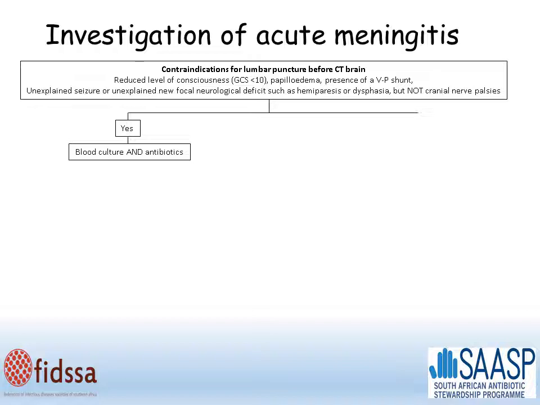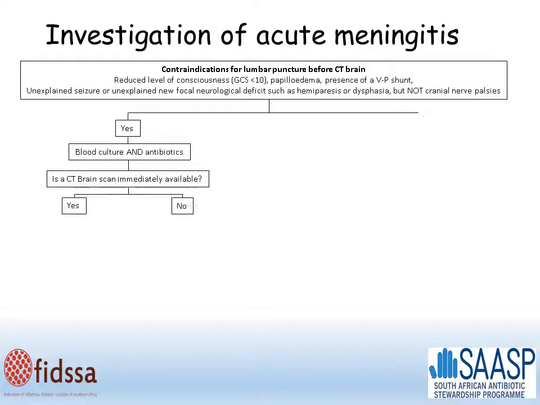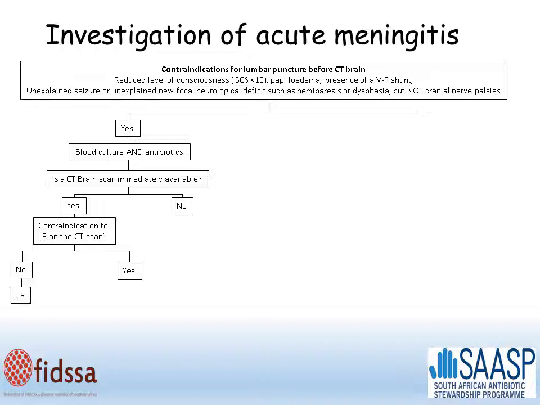So if one of these contraindications exists, then lumbar puncture should be deferred, and you should take a blood culture, and immediately after that's done, give the first dose of antibiotics. In a South African setting, there may or may not be a CT brain immediately available. If there is, then the CT brain should be done, and look to see if there's a contraindication to LP on the scan. If not, you can do the lumbar puncture. If there is, then you'll have to delay the lumbar puncture and continue with antibiotics. If CT scan is not available, then you have no choice but to continue with the antibiotics.